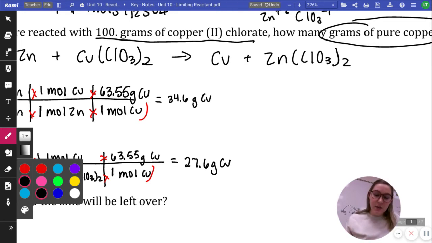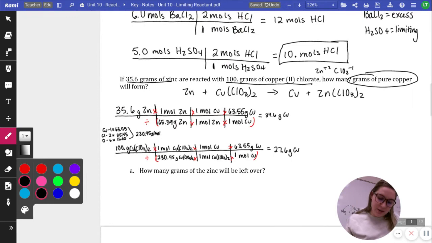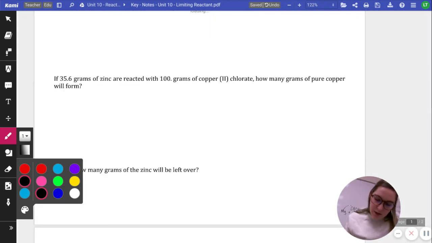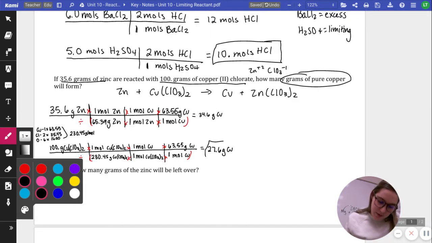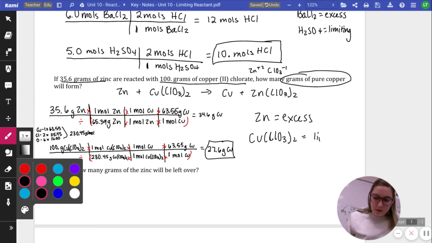All right, so now we compare our answers and we are going to pick our smallest one. So our smallest one is going to be 27.6. That means that zinc is our excess reactant and copper chlorate is our limiting reactant.